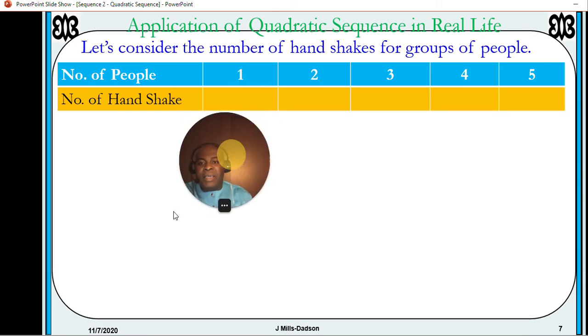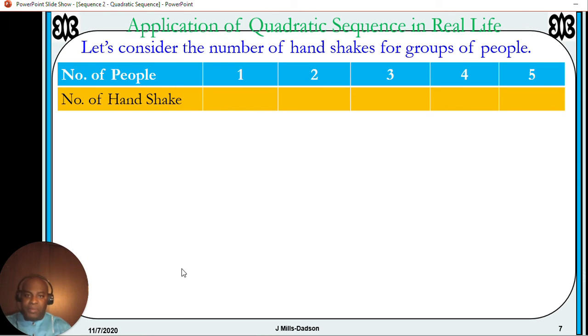Okay, now let's look at application of quadratic sequence. We want to see when people meet the number of handshakes that exchanges between them. So we have one person, 2, 3, 4, 5. So we want to sort of count the number of handshakes that takes place, and from that generalize and come out with a formula so that we can predict the number of handshakes for multiple number of people.